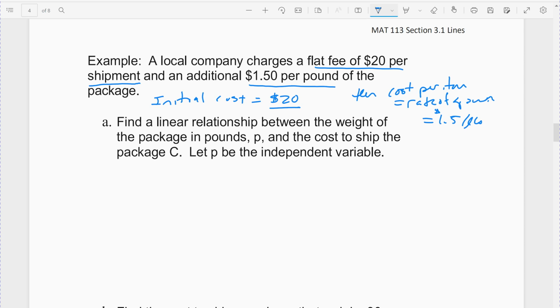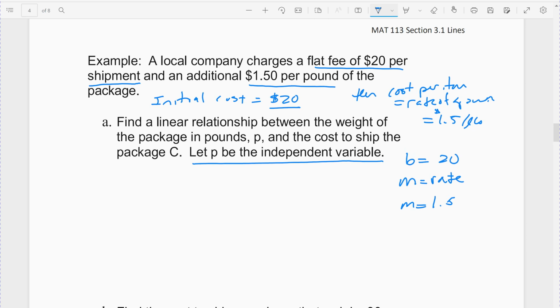Alright, find the linear relationship between the weight of the package in pounds and the cost to ship the package, C. Let P be the independent variable. So again, that's going to be the input. In this case, instead of using X, we're using P. We know that the initial value, which is our Y-intercept, was $20. We also know slope. Slope was the rate, and the rate in this case was $1.50. For every pound, it cost them $1.50.